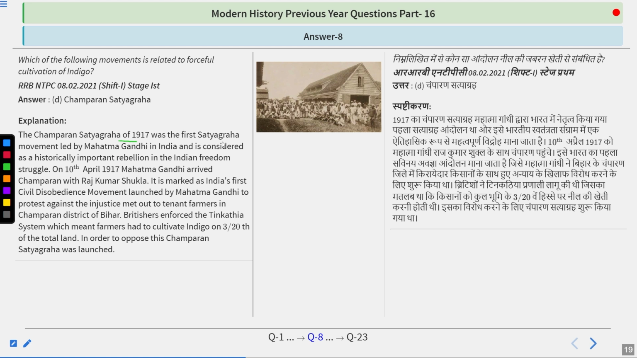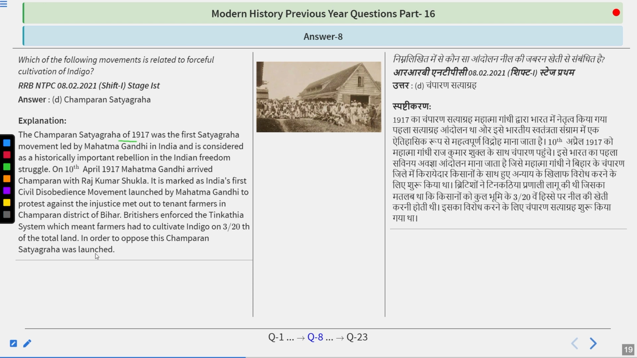Champaran Satyagraha of 1917 was the first Satyagraha movement led by Mahatma Gandhi in India, and considered as a historically important rebellion in the Indian freedom struggle. On 10th April 1917, Mahatma Gandhi arrived in Champaran with Rajkumar Shukla. It is marked as India's first civil disobedience movement launched by Mahatma Gandhi to protest against the injustice meted out to tenant farmers in Champaran district of Bihar. The British enforced the Teen Kathia system, which meant farmers had to cultivate indigo on 3/20th of the total land. In order to oppose this, Champaran Satyagraha was launched.